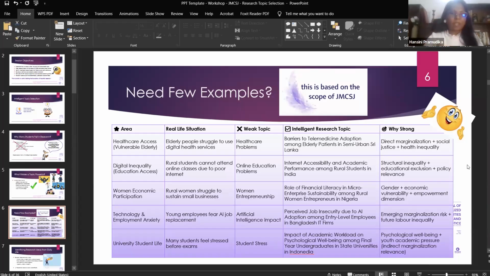Let's take the first one: elderly people struggle to use digital health services. You may have the same experience, maybe with your father and mother, who are old, maybe your grandparents as well. Nowadays with digitalization, most of the doctors like to contact the patient through the cell phone, maybe video call, maybe through a Zoom meeting, likewise.